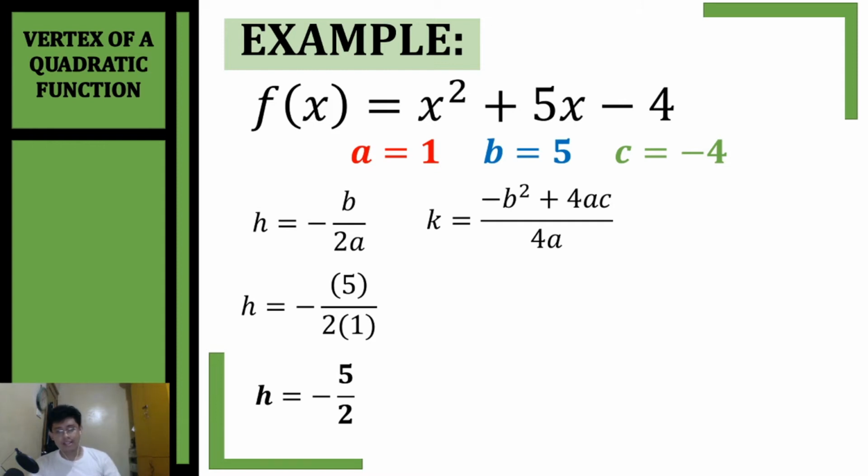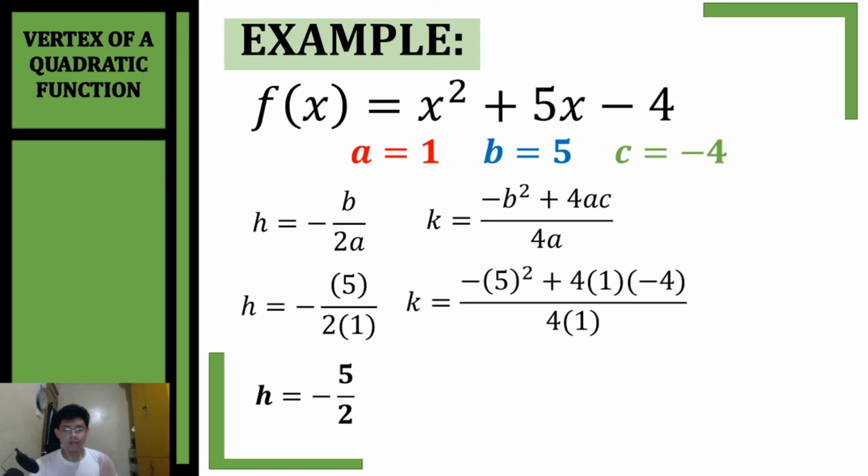That is k = -(b² - 4ac)/4a. Substituting the values of a, b, and c into our formula, we will have -(5² + 4 times 1 times -4) all over 4 times 1. Simplifying, we will have -(25 - 16) all over 4.